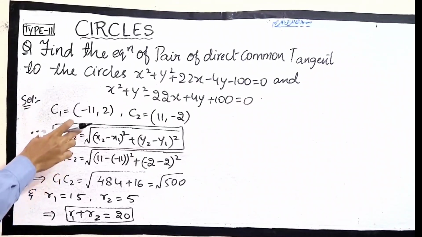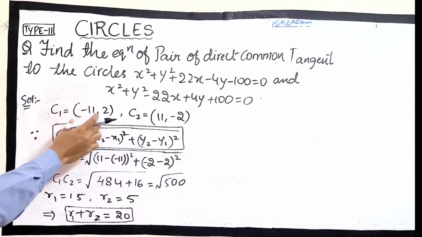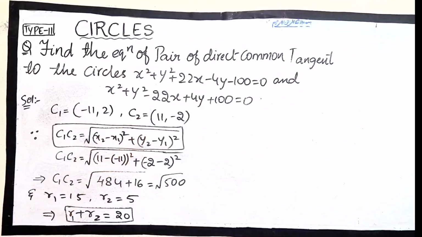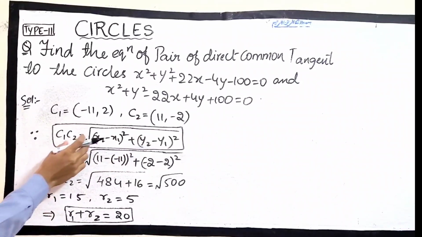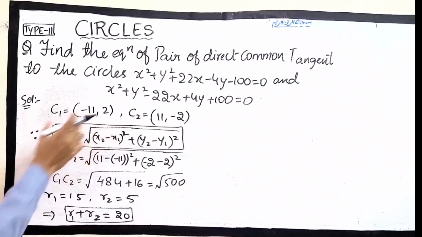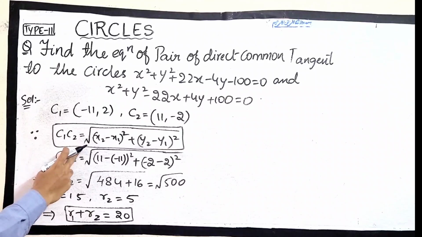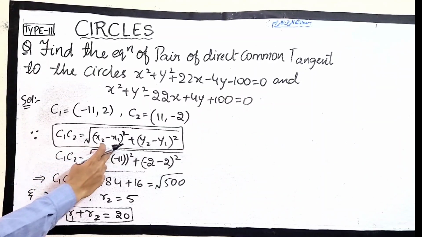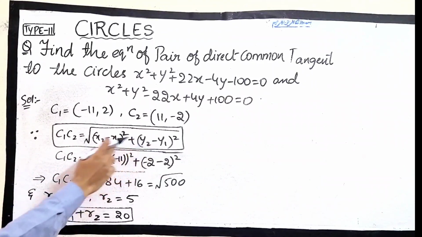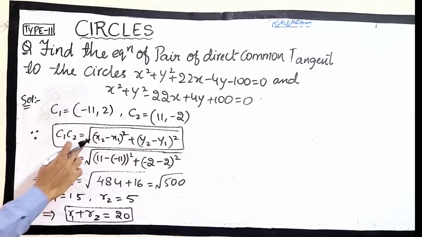I will be explaining. So what we got till now: C1 is the center of circle 1 and C2 is the center of circle 2. You just need to find the distance between these centers of the circles. So what is the formula we have learned in first year? Square root of x2 minus x1 whole square plus y2 minus y1 whole square. This is the distance formula.